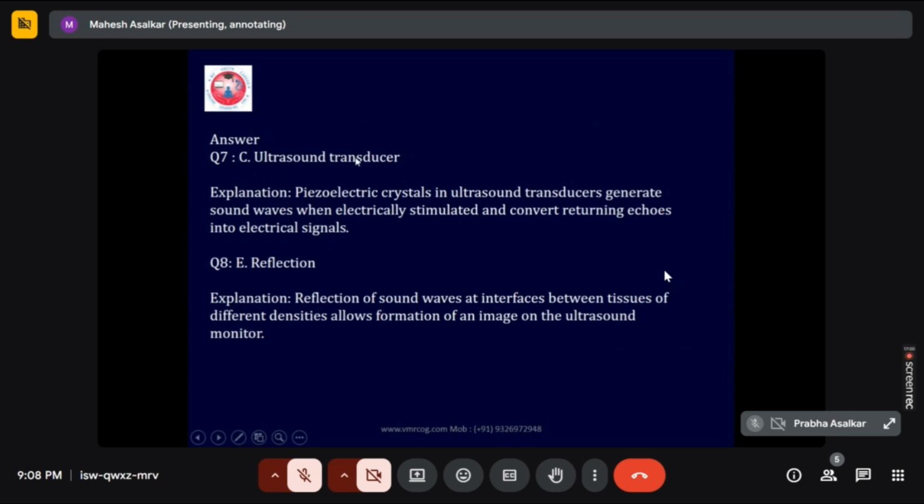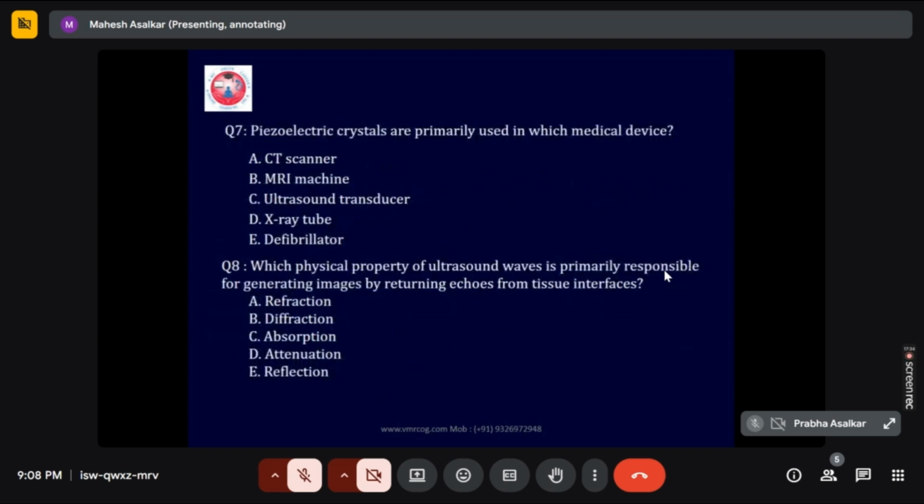So question number 7 is ultrasound transducer. Piezoelectric crystals in ultrasound transducers generate sound waves when electrically stimulated and convert returning echoes into electrical signals. Question number 8 is E, reflection. Reflection of sound waves at interfaces between tissues of different densities allows formation of an image on the ultrasound monitor. So tissues have different densities, which allows the formation of the image. You can read question number 8 clearly.